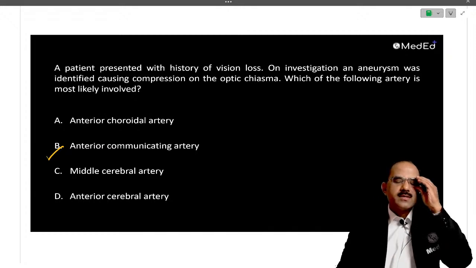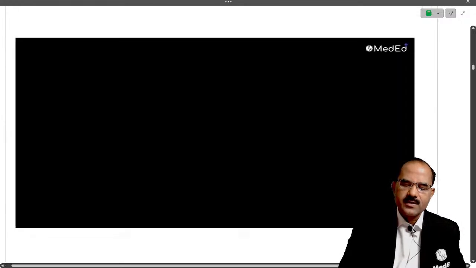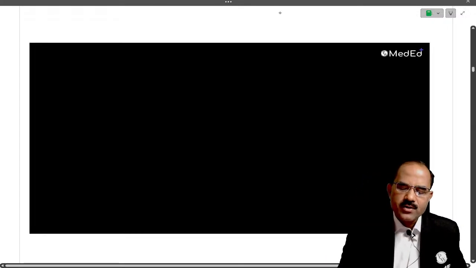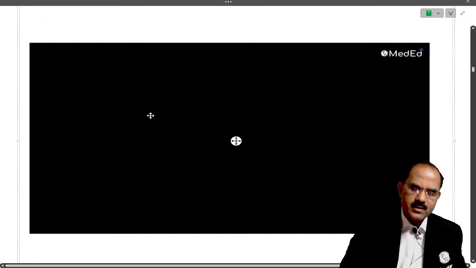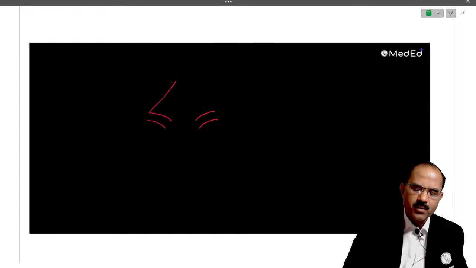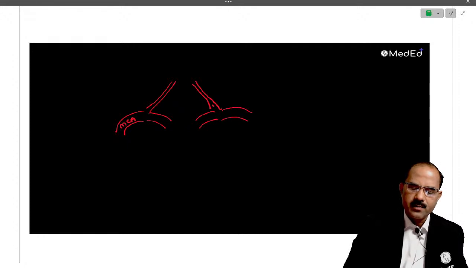So let us discuss something, and that's anterior communicating artery. So you quickly tell me, bachcho, what is this that I'm drawing now? That's the internal carotid artery here. This internal carotid artery is going to divide into a smaller anterior cerebral artery, and a continuation of internal carotid, that's the middle cerebral artery, right? A smaller anterior cerebral artery and a larger middle cerebral artery.